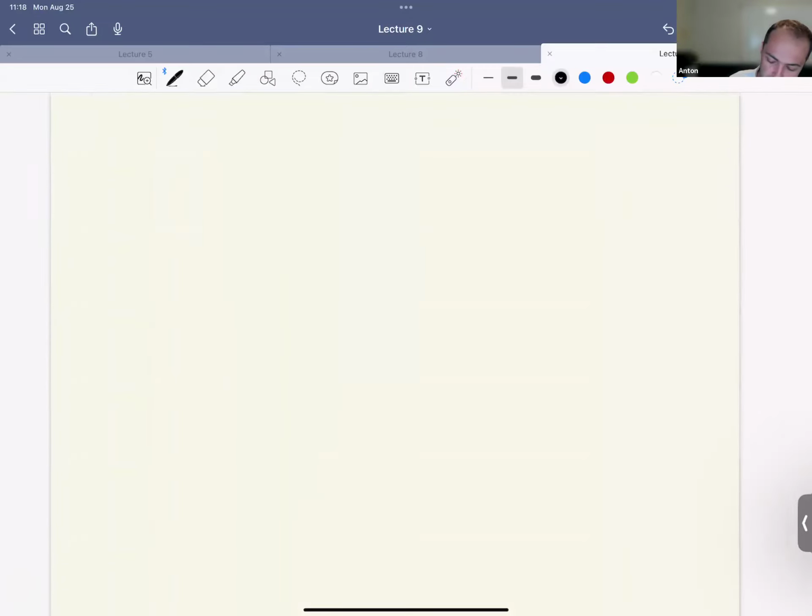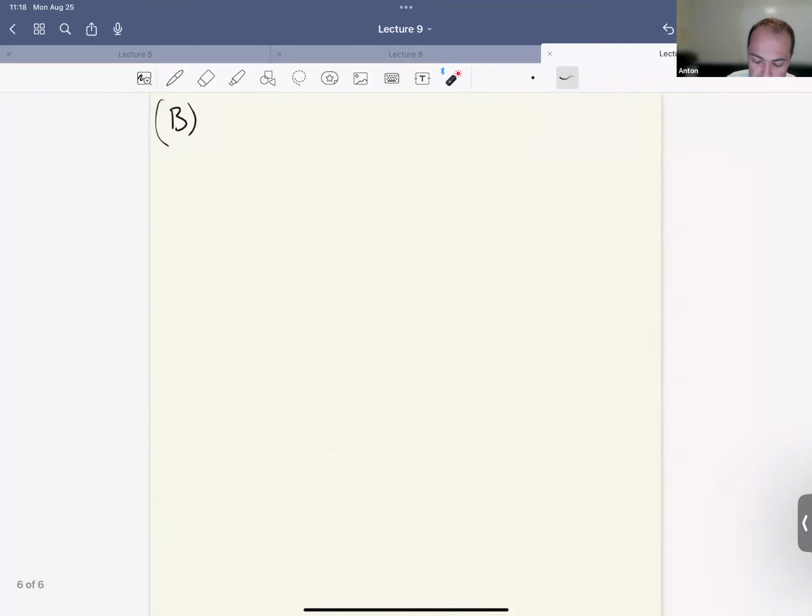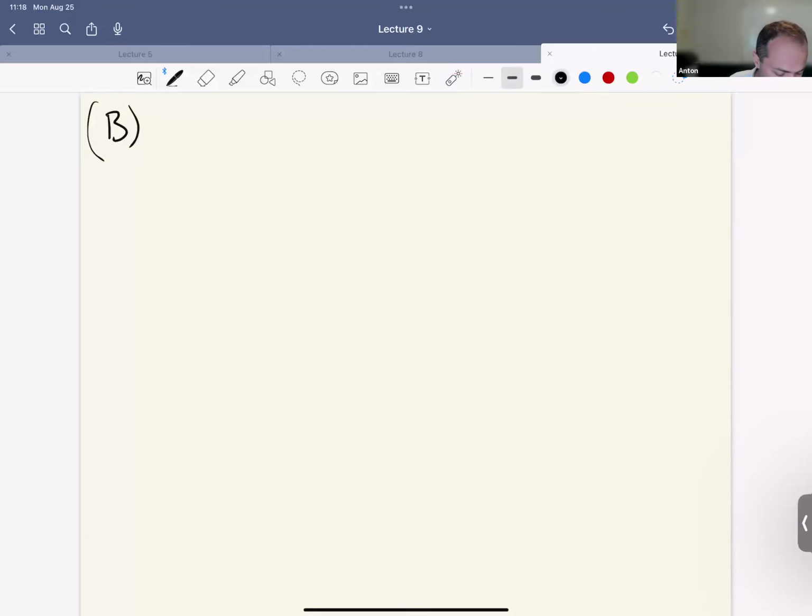Now, the other way, which I think I haven't seen popularized so much, but it's a powerful way, because the downside with approach number one is that a lot of the times, and especially if the model is complicated, finding this type of Lyapunov function is very difficult, can be extremely hard. Okay, so in those cases where finding the Lyapunov function is very hard, we have approach B. And approach B, we've kind of seen it, coupling argument.